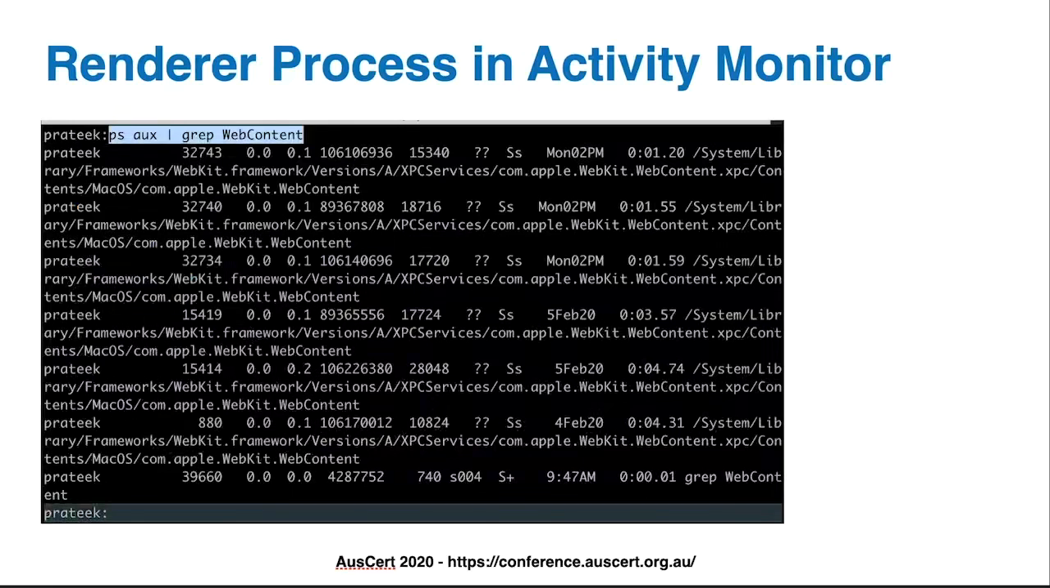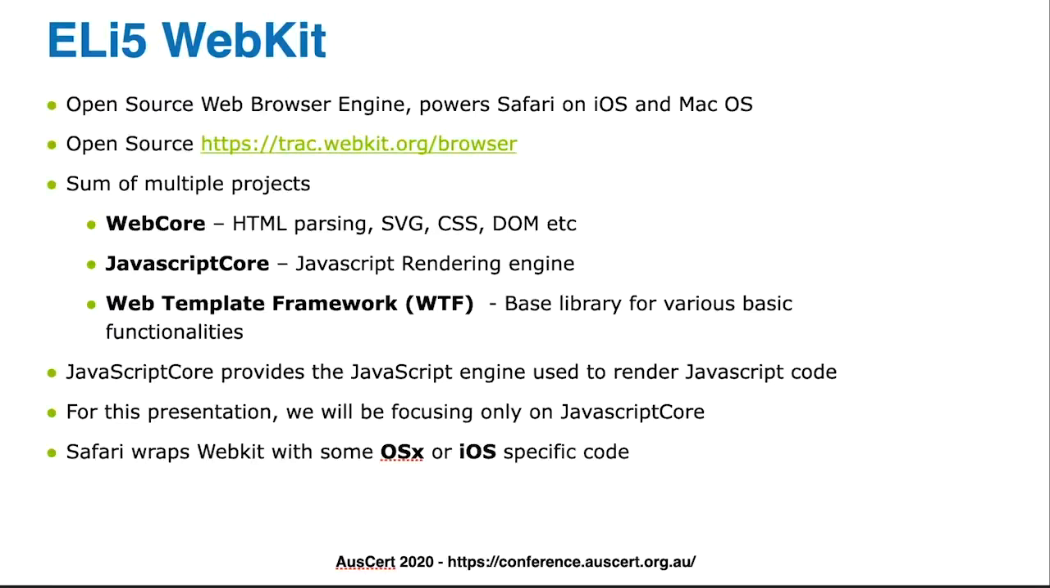And this is how the render process will look. When you run the ps aux command, you will see all the tabs have their own process, and the name of the process is web content. So WebKit is the open source web browser engine, which is powering Safari on iOS and macOS.